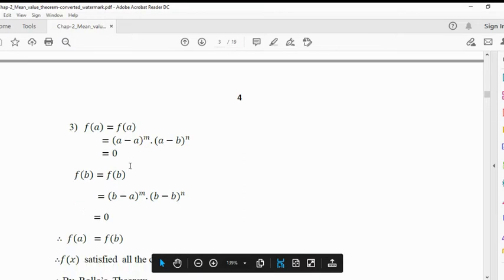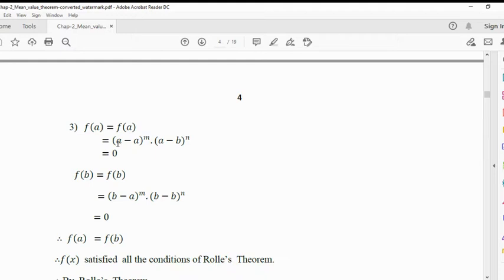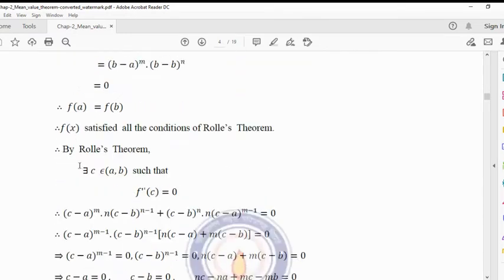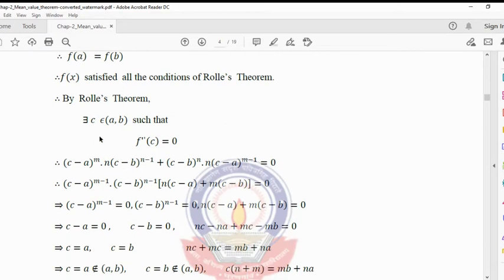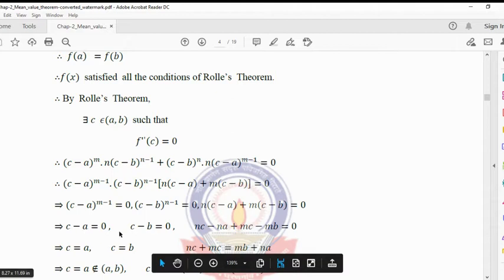Now f of a is nothing but, if we put x is equal to a, then we get a minus a is 0. So f of a is 0. Similarly f of b is equal to 0. So f of a is equal to f of b. So f of x satisfies all the three conditions of Rolle's theorem. So by using Rolle's theorem, there exists c belonging to the open interval ab such that f'(c) is equal to 0. Put x is equal to c in f'(x). So we get this, and by solving we get c minus a is equal to 0 or c minus b is equal to 0. So that is c is equal to a or c is equal to b.